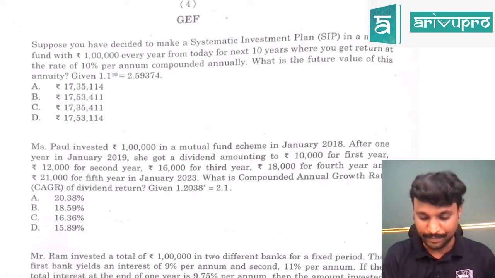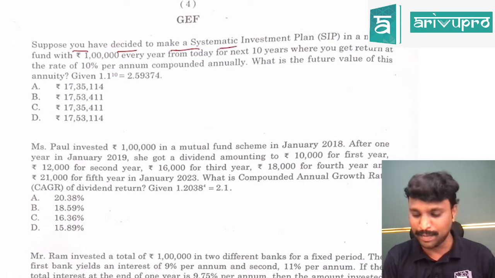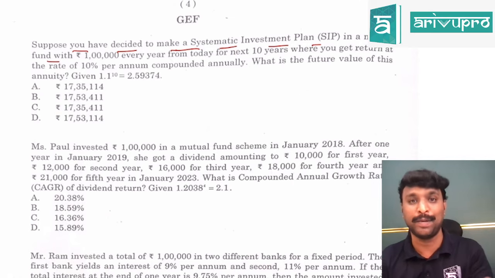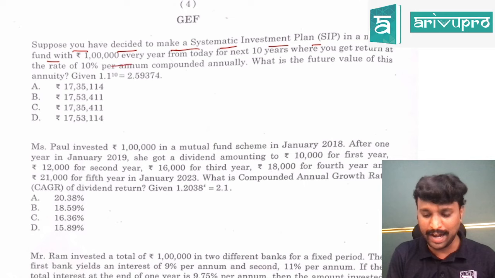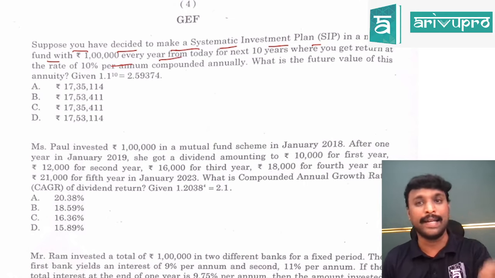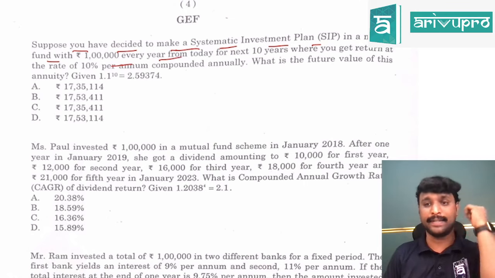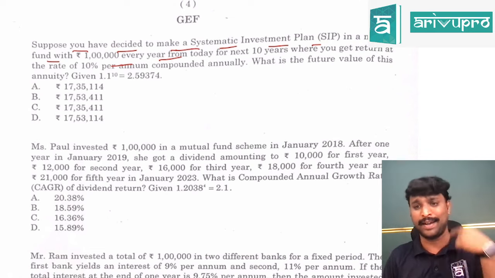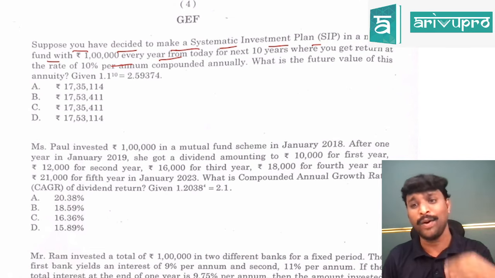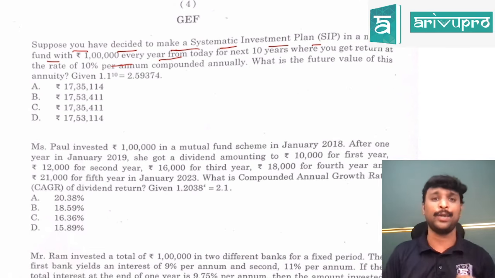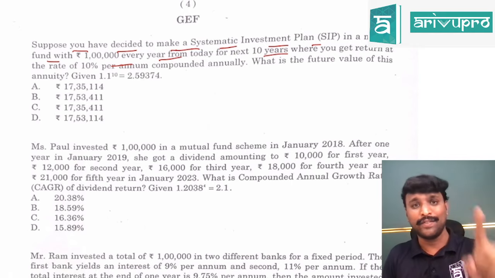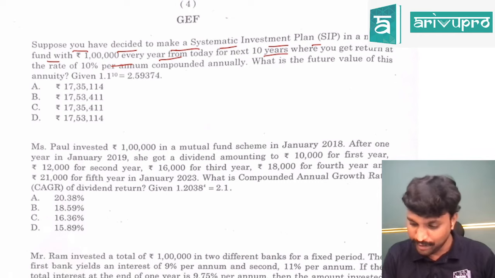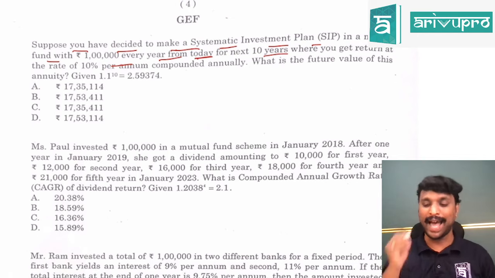Suppose you have decided to make a systematic investment plan in a mutual fund. Systematic investment plan, definitely it's a question about annuity. What says it is annuity? 1 lakh is invested every year. That means it is annuity. 1 lakh invested every year, 1 lakh invested every month. So regular payment is definitely annuity. For how many years? 10 years. And is it regular or due? It is definitely due. What says it is due? From today. So this is annuity due.